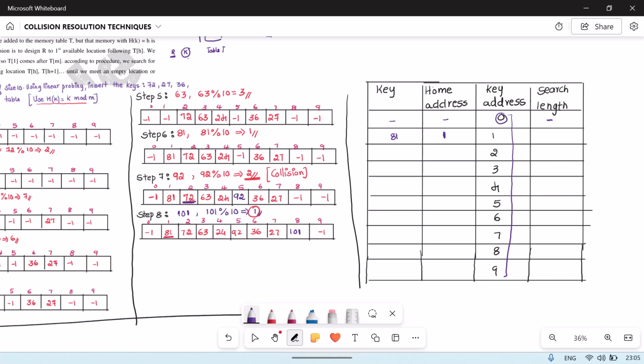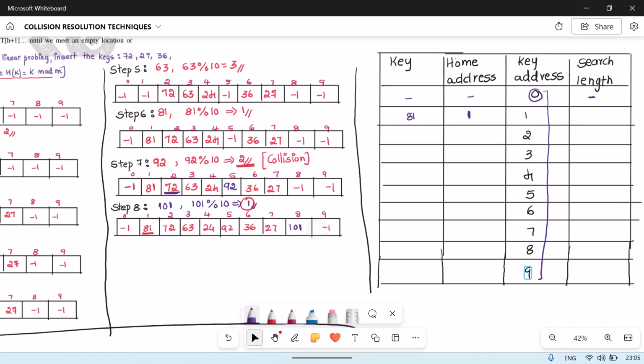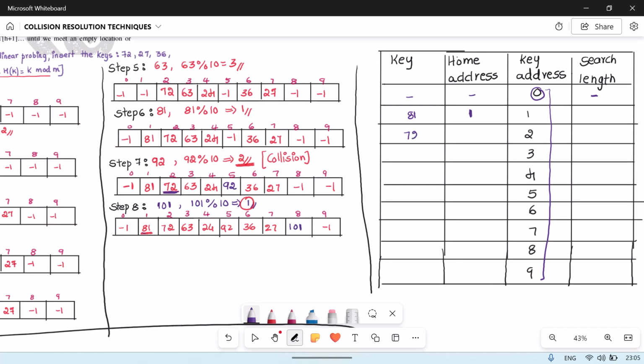Now, what you're supposed to do for the next element? The next element that we have is 72. It was mapped to 2, and it is also present in 2 itself. So keep it like this. Likewise, for 63, its hash value is 3 and it is placed at 3 itself. So no problem. 24, its mapped value is 4 and it is placed in 4 itself.